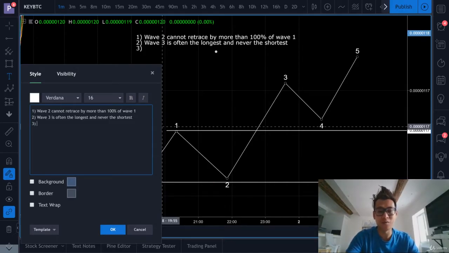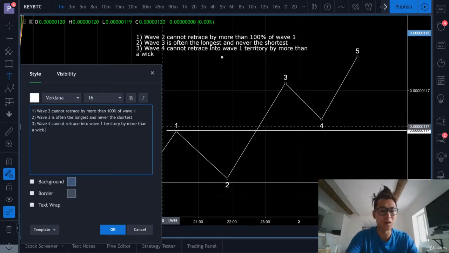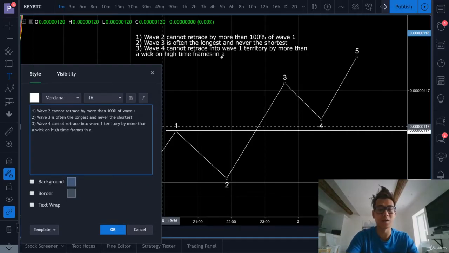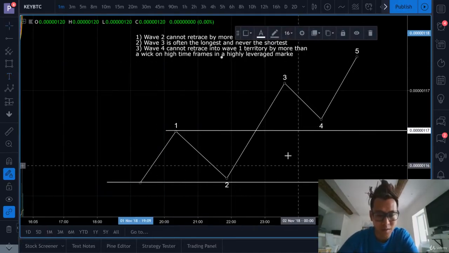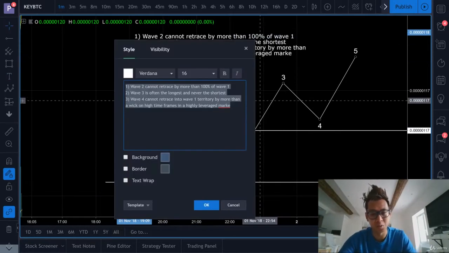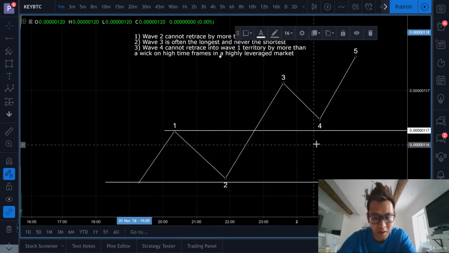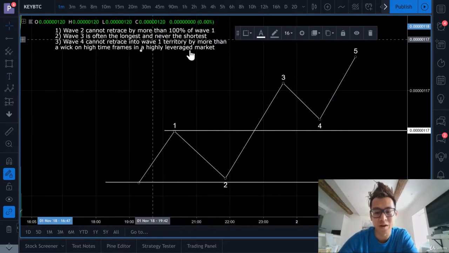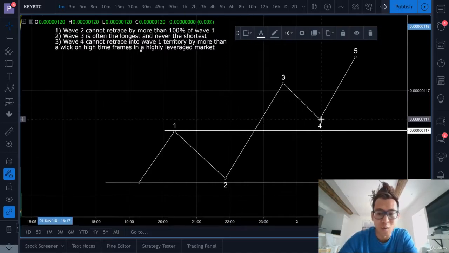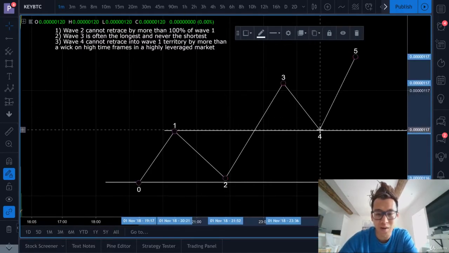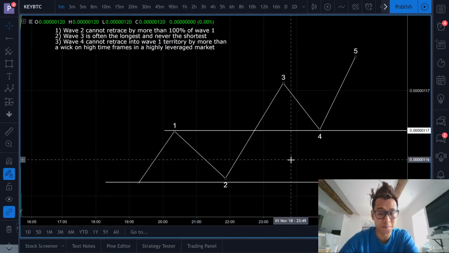Now for rule number 3, it says that wave 4 cannot retrace into wave 1 territory by more than a wick, okay? More than a wick on high time frames in a highly leveraged market, which crypto absolutely considers as a highly leveraged market, right? Because we can, for example, BitMEX, Poloniex, Bitfinex, you can leverage quite a bit on there. So now we say that wave 4 cannot retrace into wave 1 territory by more than a wick, okay?